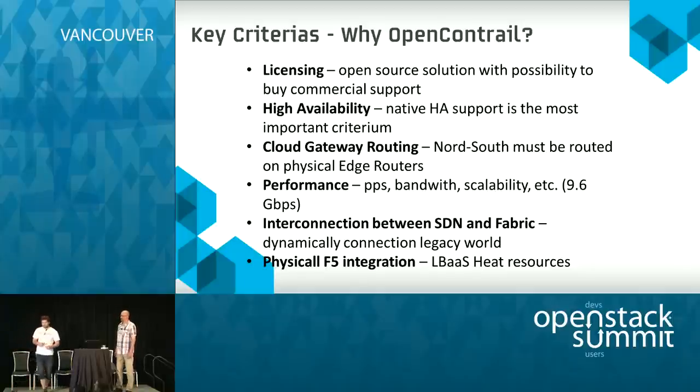The first one is the licensing. It is a completely open source solution without any limitation, with the possibility to buy commercial support. What that means is you can build the whole environment, scale the environment, and when you decide that you really need the support and you want to go to production, you buy the commercial support from Juniper.